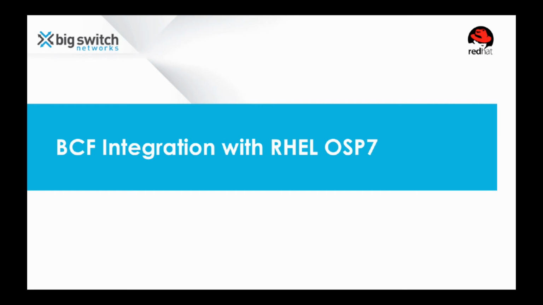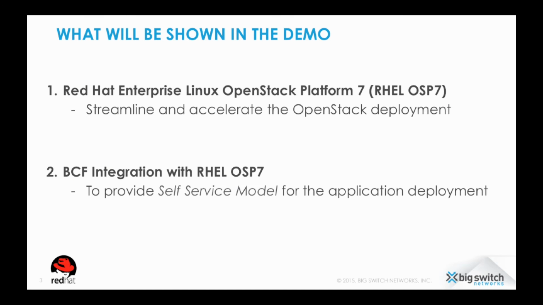Welcome to the video demonstration of Big Cloud Fabric integration with Red Hat Enterprise Linux OpenStack platform RHEL OSP 7. In this demo, I'll be demonstrating two aspects of the Red Hat OpenStack deployment with Big Cloud Fabric. First, I will show how the RHEL OSP undercloud streamlines the deployment of a reliable and scalable OpenStack cluster. Secondly, I will show the OpenStack tenant workflow for application deployment and show how dynamic provisioning is done on the fully integrated Big Cloud Fabric with Red Hat OpenStack platform from a data path perspective.